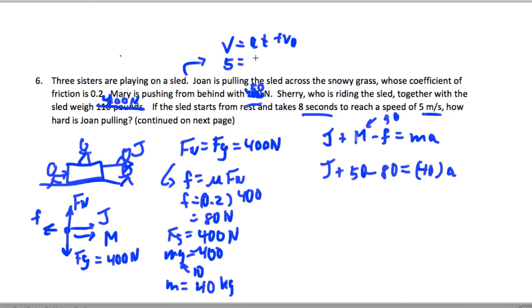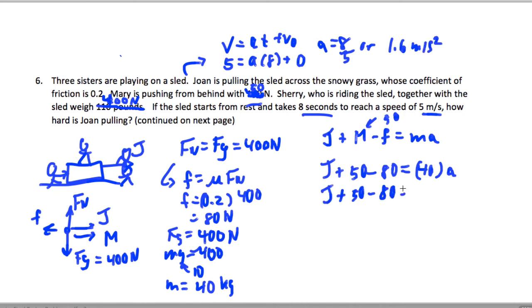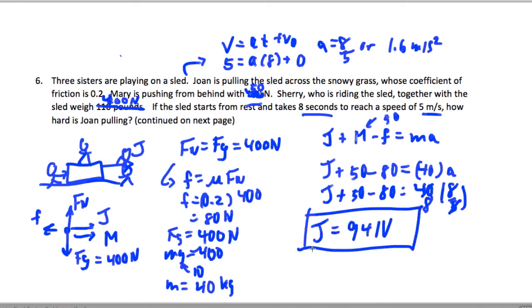So we know 5 is going to be A times 8 plus 0. So A ends up being 5/8 or 0.625 meters per second squared. I'm going to use the fraction because it cancels a little fraction stuff for me. So 40 times 5 over 8. That cancels to give me 25 there. So I'm going to get J ends up being 55 newtons of force that Joan pulls with. And that's the answer to number 6.